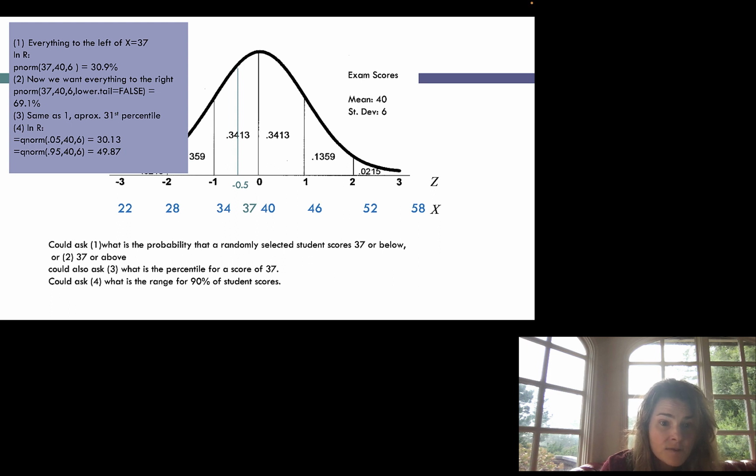If we want to go ahead and do that using R, we would use the pnorm function and find out that everything to the left of that 37 is about 30.9%, approximately 31%, and everything to the right is about 69.1%. Asking what the percentile is is simply another way of asking the same question as in number 1, and we would get about the 31st percentile. If we wanted to build that 90% confidence interval, we would use the qnorm function, and we get somewhere between 30 and about 50 as our range of scores.